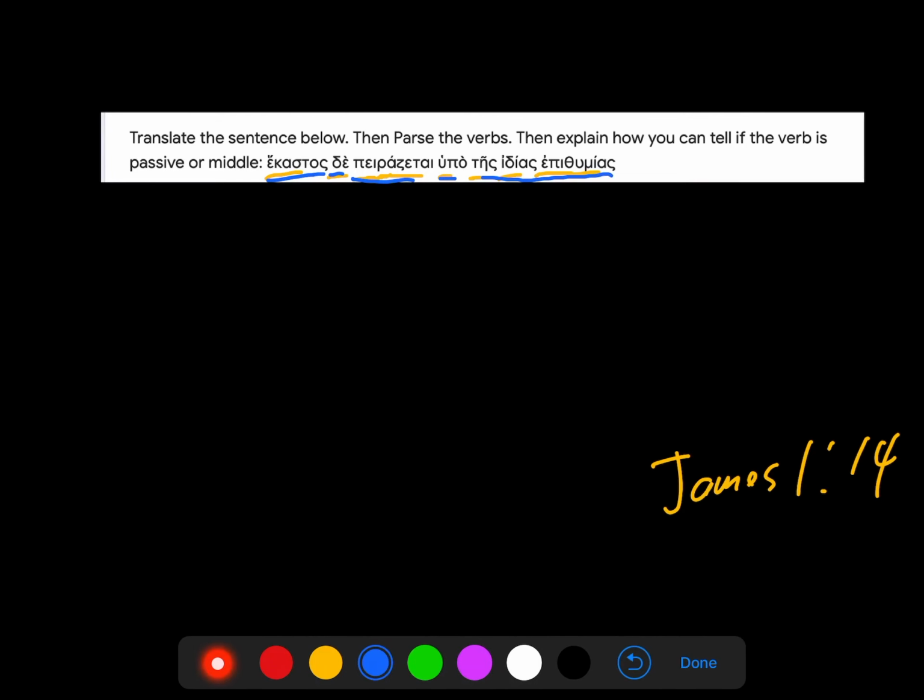This is the context where James is saying no one is tempted by God. God does not tempt anyone, but each one is tempted by his own desires. We haven't learned that form yet. That's "his own." You'll get there, but it's in your glossary, so I didn't give it to you, I don't think.